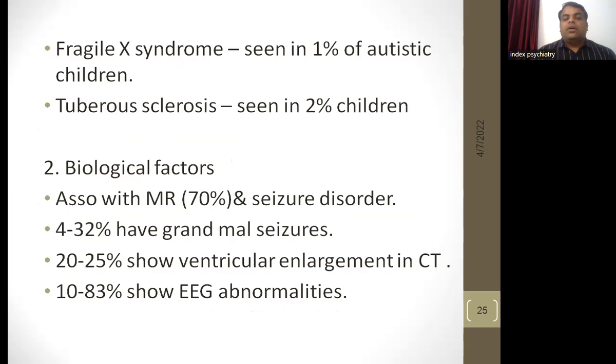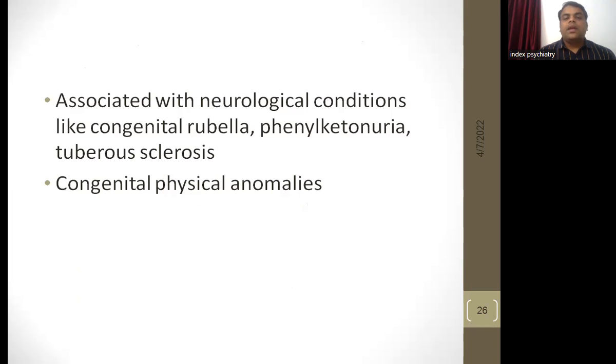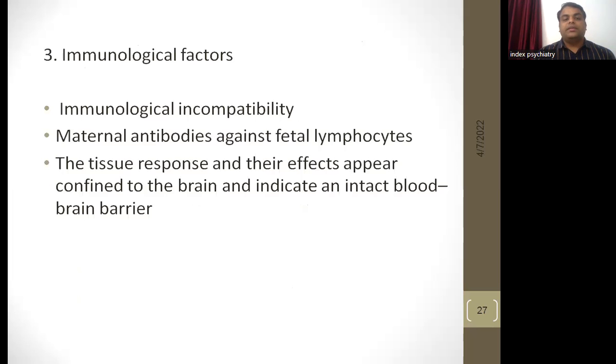Biological factor: associated with intellectual disability in 70% and seizure disorder; 4 to 32% have grand mal seizures. 20 to 25% show ventricular enlargement in CT, and 10 to 83% show EEG abnormalities. It is associated with neurological conditions like congenital rubella, phenylketonuria, and tuberous sclerosis. Congenital physical anomalies may be present.